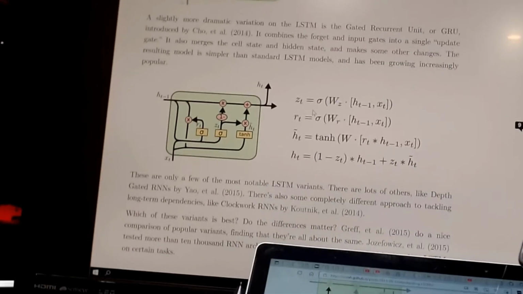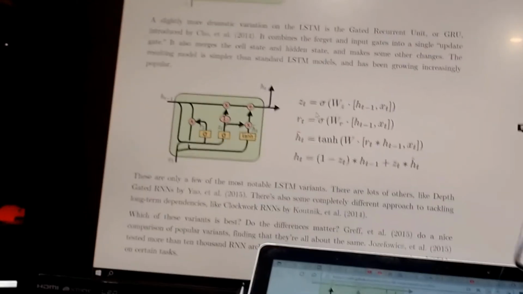So we have ZT, which is an update gate, and it gives us an output of 0 to 1. 1 is whether we do want to update that value, and 0 is no, we don't want to update that value. We want to keep the old value. And then anything in between is, we kind of want to keep it, wherever it lies on the spectrum. That's that. So I understand that.